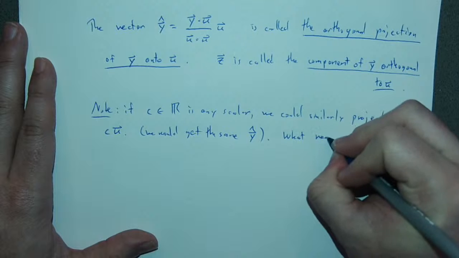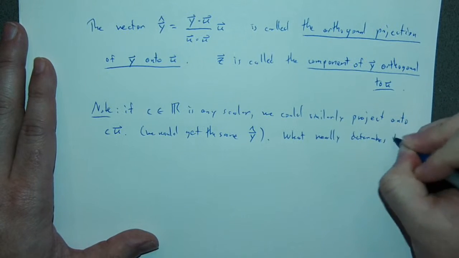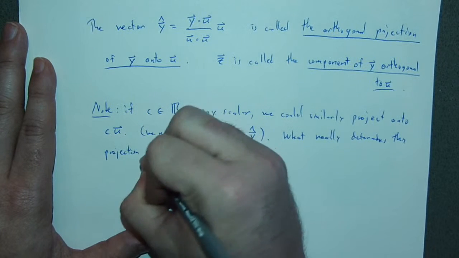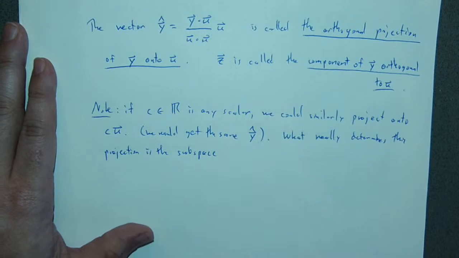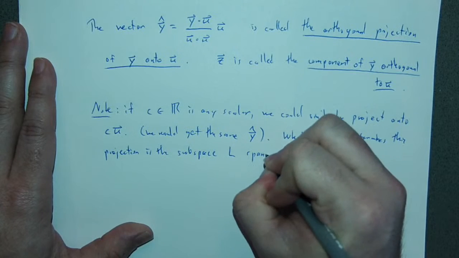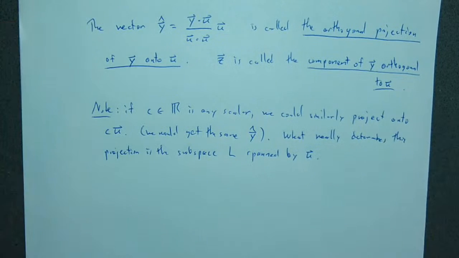So what really determines this projection is the subspace spanned by u. So we'll call that L. It's the subspace L spanned by u. Now, why are we making such a big deal of this? Why are we making a distinction? Because this sets us up to talk about projections onto subspaces, not just projections onto vectors.